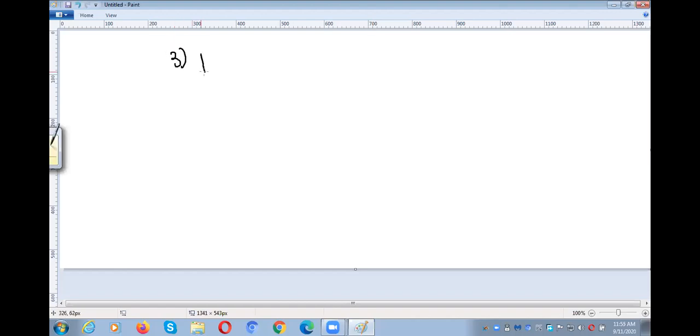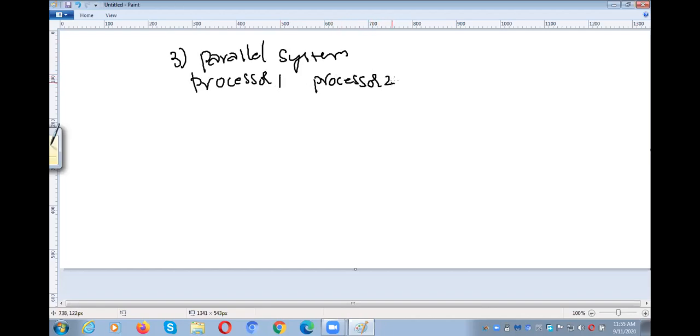Now the third variety of operating system, parallel system. Tell me what are the other advantages? So I already told you yesterday. In the case of parallel system, we have multiple number of processors: processor 1, processor 2, and so on, processor N.